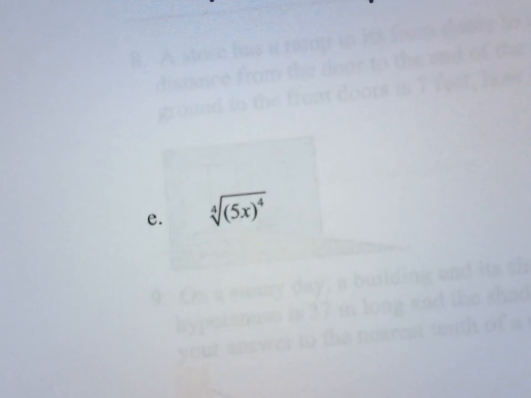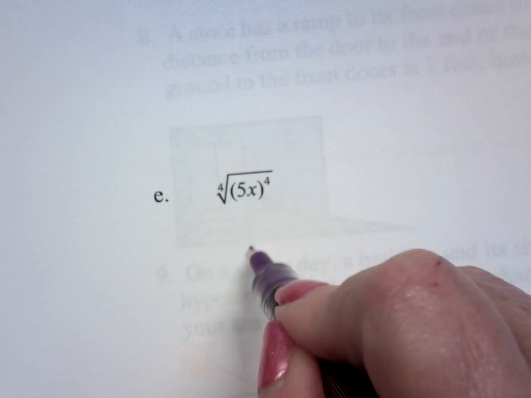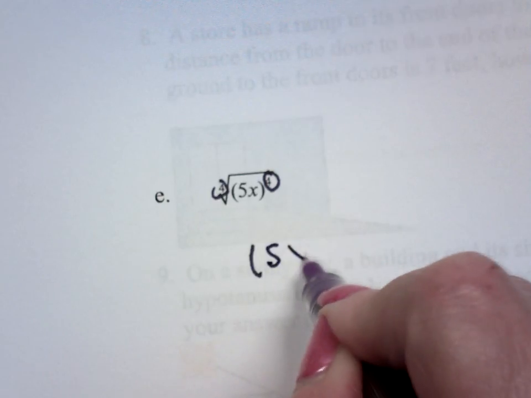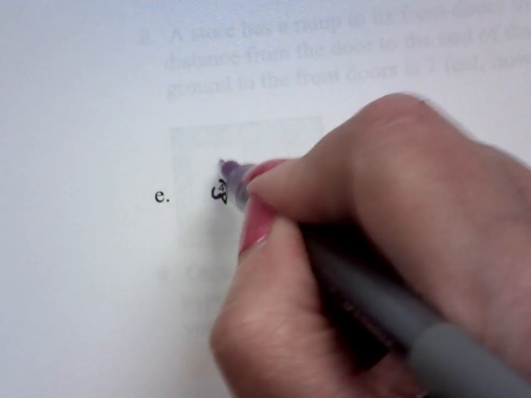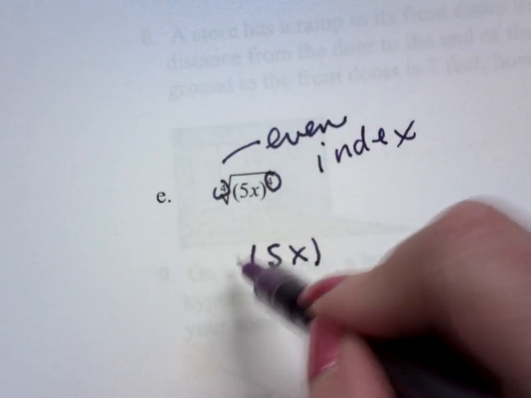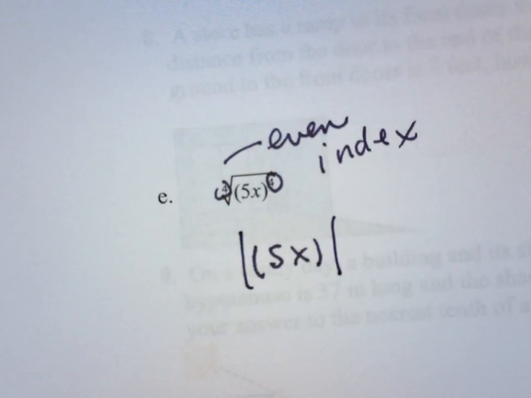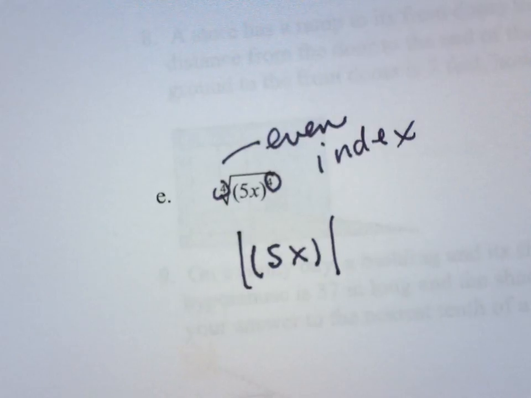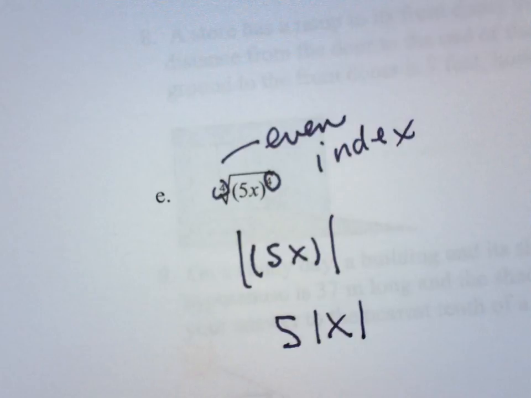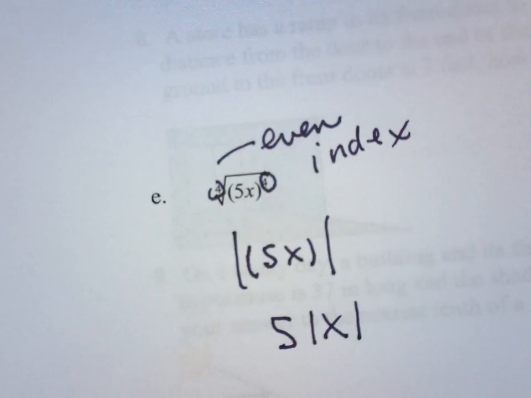The fourth root of 5x to the fourth. Well, I know the two 4s are going to take each other out. I'm left with the parentheses, which is 5x. Because this is an even index, what do I have to have around it? Absolute values. That's what they would do. And actually, their answer would be this, because what is 5? A positive number. I don't like this because it gives you the impression of something that later on might cause you some problems if you're not careful.